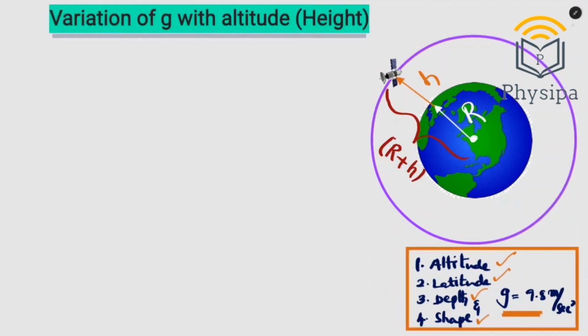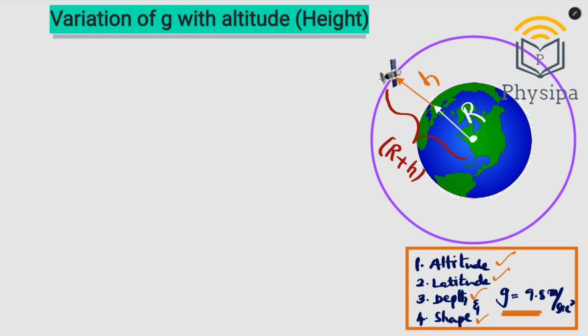The variation of acceleration due to gravity value is relatively small, and it plays a significant role in situations such as satellite navigation and some scientific experiments. We will derive how the acceleration due to gravity g varies with altitude, that is height.